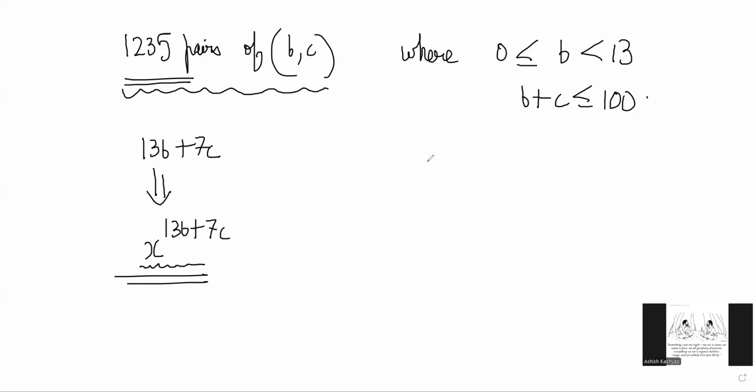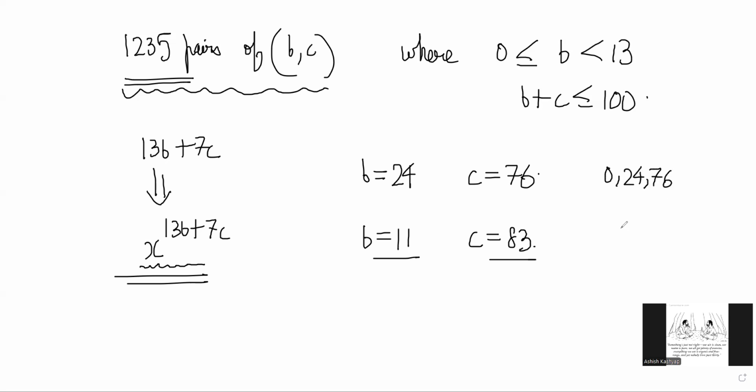However, you need to check yourself that if you take a value of B bigger than 13, let's say B is 24 and C is 76, you can convert it to a lower value less than 13. If you subtract 13 from B, you will get 11, and you add 7 to C, it will become 83, right? So you should check that 24, 76 gives the same power of X as 11, 83. It is an easy thing to check, right? So the answer for this is 1235 pairs.